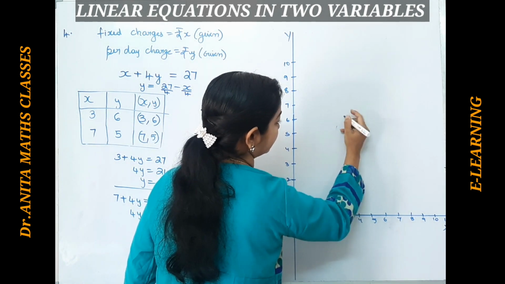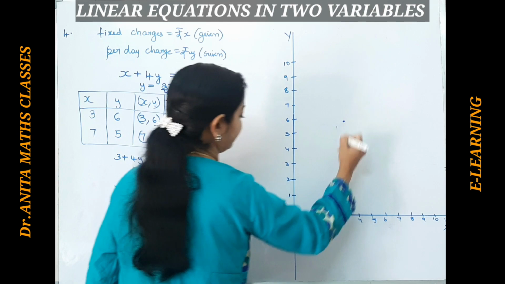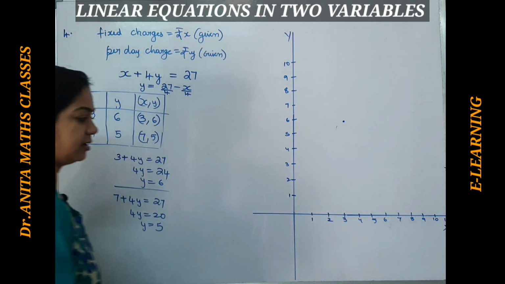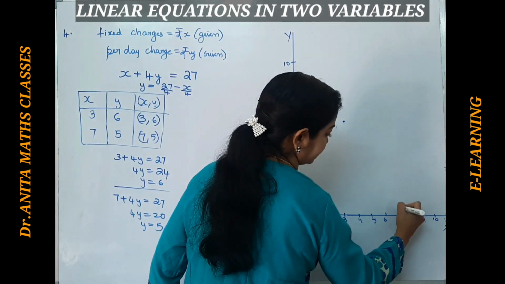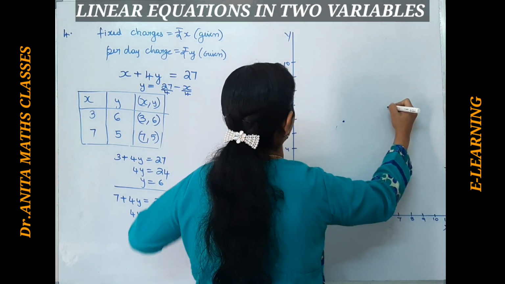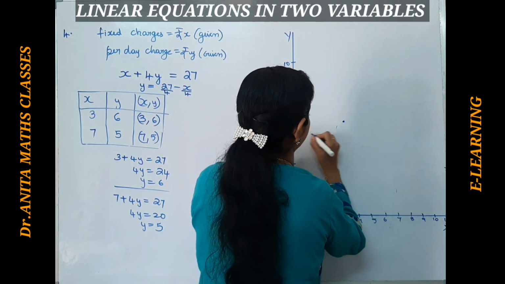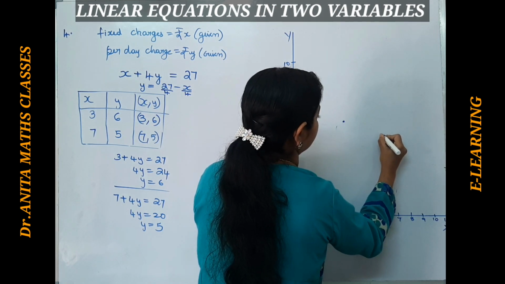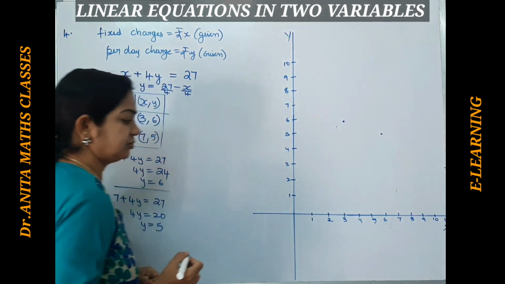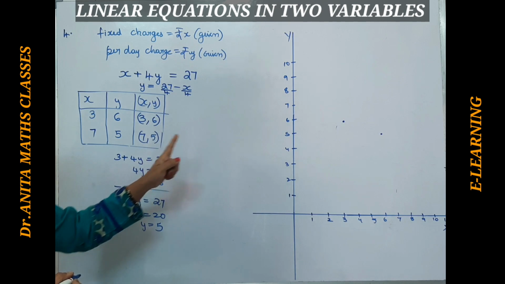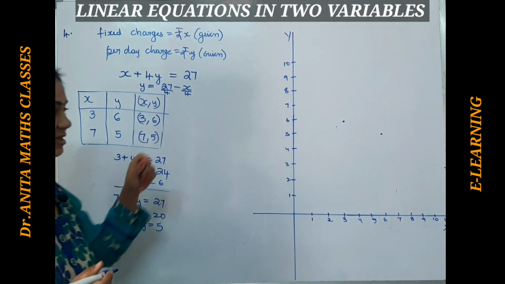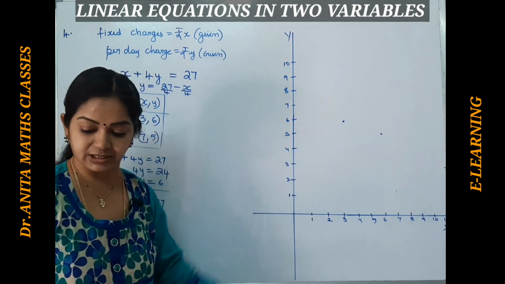If you do it in your graph book it will be perfect. Then (7, 5): 7 on the x, so 7 straight, and if you draw 7 comma 5, it is somewhere here. If you join the points, we get a straight line. Now, there are 2 more questions asked here.